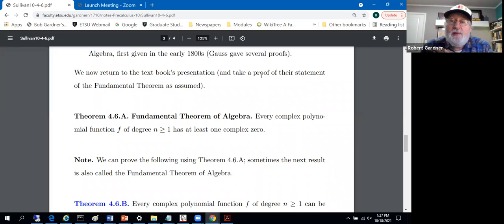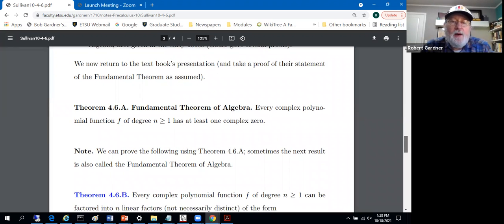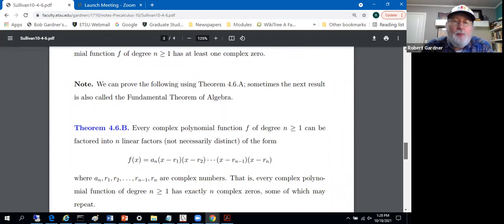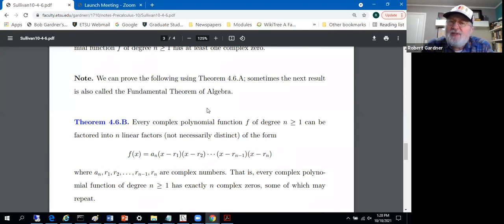We won't prove it for reasons just explained. A proof of this is far too involved for this level of class. But we'll take the fundamental theorem of algebra in this statement as given, and another statement, Theorem 4.6.b, sometimes this is called the fundamental theorem of algebra.